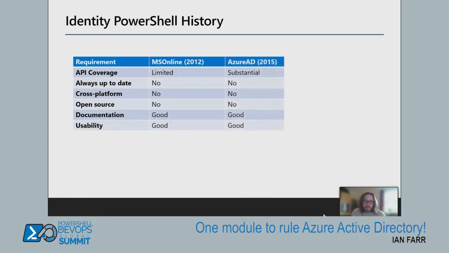So the next module is Azure AD, and actually by association Azure AD Preview. This was released in 2015 and actually by far remains our most popular module in terms of usage when it comes to automating against Azure AD with PowerShell. You may see this one referred to as V2. And when it comes to API coverage, I'd say substantial. There's a decent amount of functionality available to you.